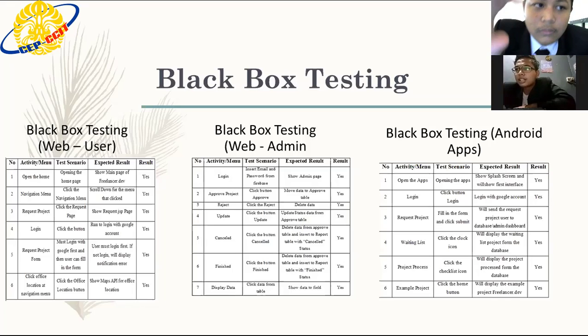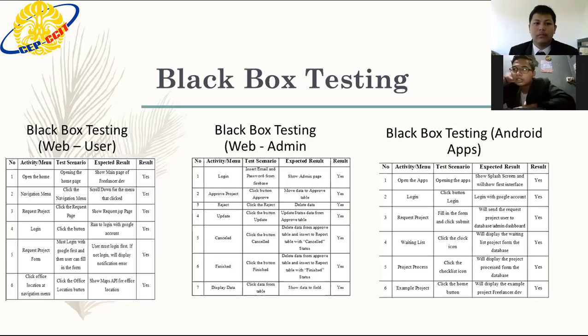Next is project processes. Click the checklist icon, and the expected result is to display the project processes from the database, and the result is yes. And the last is example project. Click the home button, and the expected result is to display our example project in Freelancer.dev, and the result is yes.